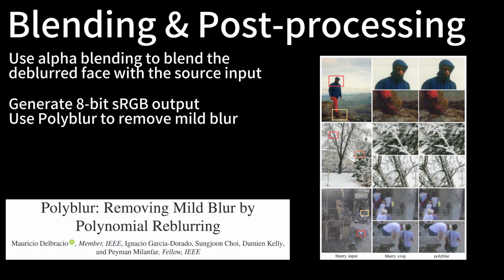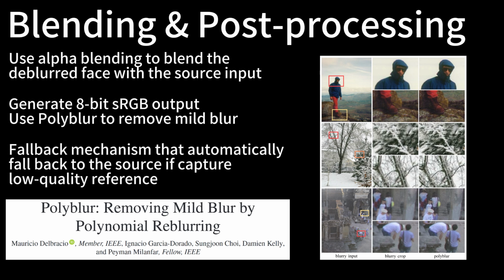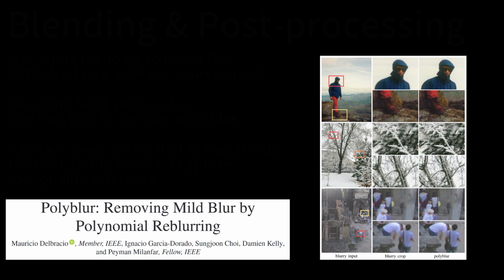A poly-blur-based method is also used to remove mute blur and enhance sharpness. A fallback mechanism is used to automatically fall back to the source image when capturing low-quality references.